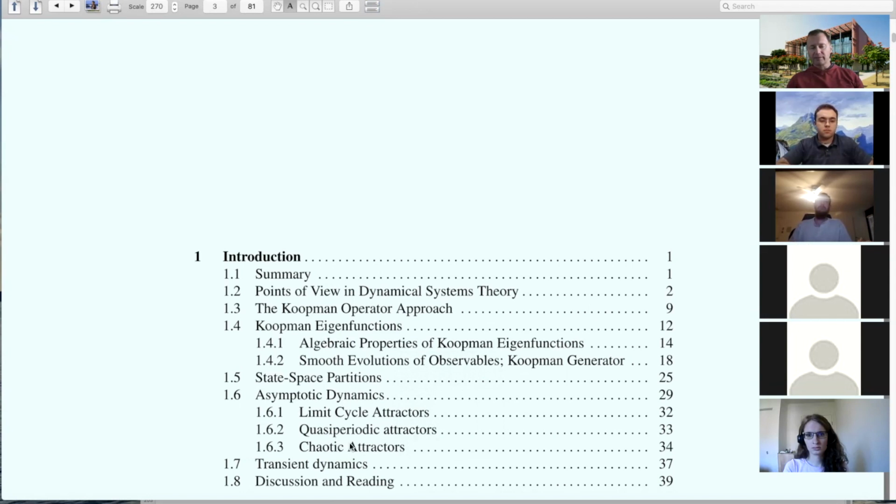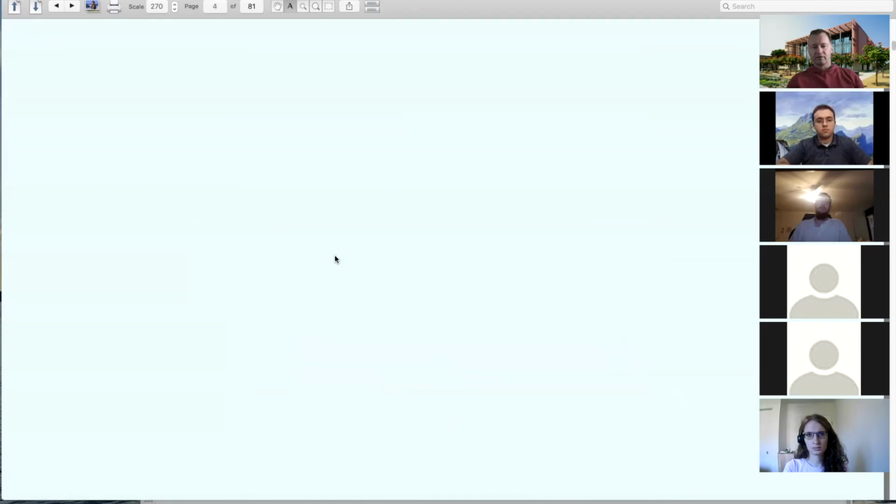And then we'll go through some aspects of asymptotic dynamics. In particular, we are going to treat some non-trivial asymptotics like limit cycle attractors, quasi-periodic attractors, and chaotic attractors. The dynamics can be split into asymptotic and transient, and so the next aspect we're going to talk about is transient dynamics. And that's going to be all the content of this introductory set of ideas that we have here.